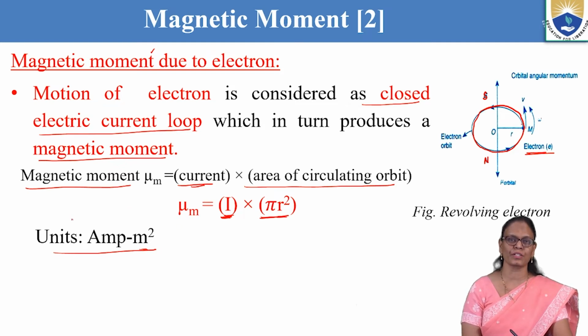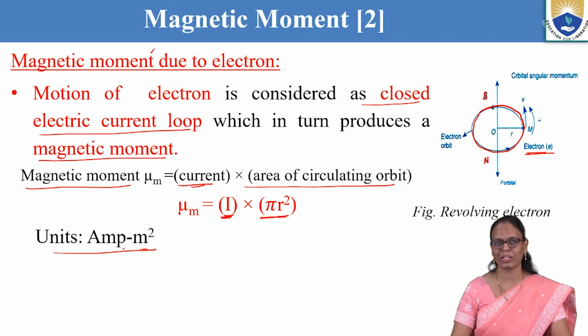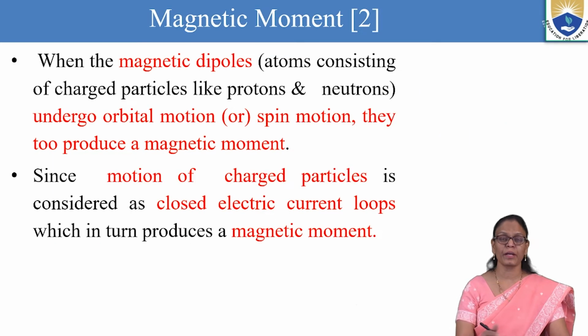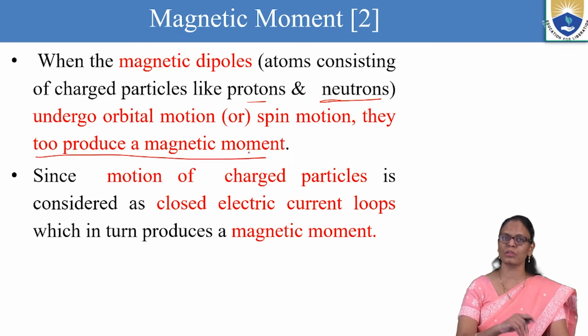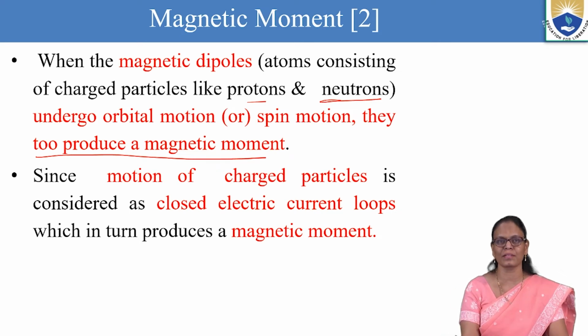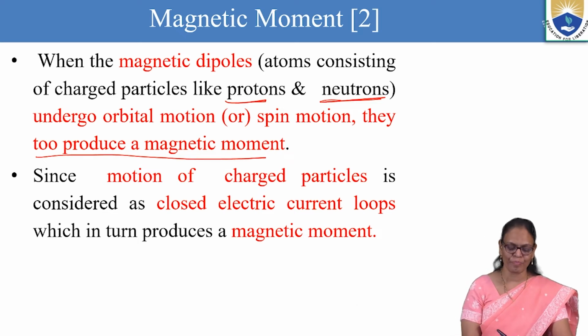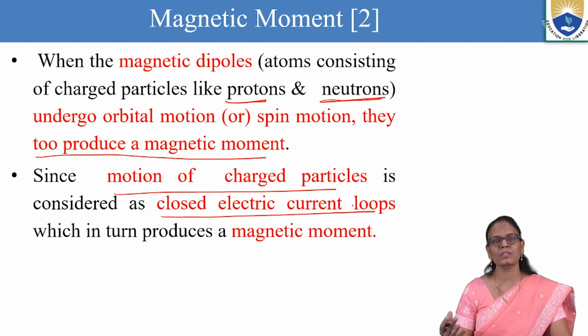So the SI unit for magnetic moment is ampere meter square. Now the magnetic dipoles, that is atoms consisting of charged particles like protons and neutrons, which are there inside the nucleus, also undergo orbital motion or spin motion. They too produce magnetic moment. Not only the electrons orbiting around the nucleus, but the protons and neutrons also contribute. The motion of any charged particle is considered as a closed current loop, and these closed current loops give rise to magnetic moment.